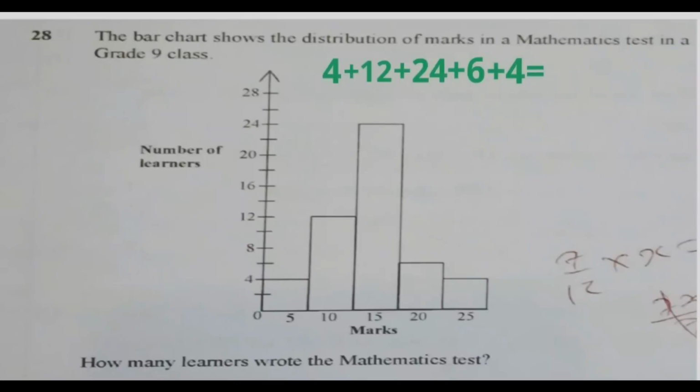40 plus 6 will give us 46. 46 plus 4 will give us 50. So the number of pupils who wrote the mathematics test were 50.